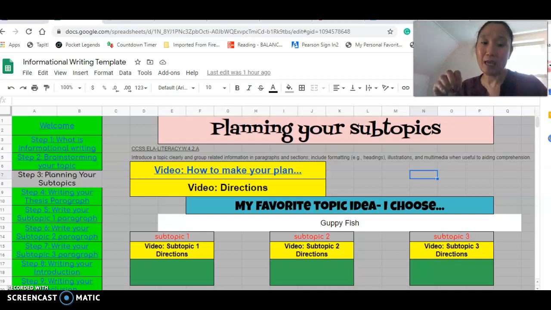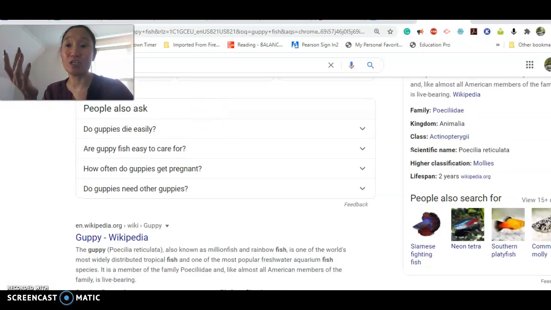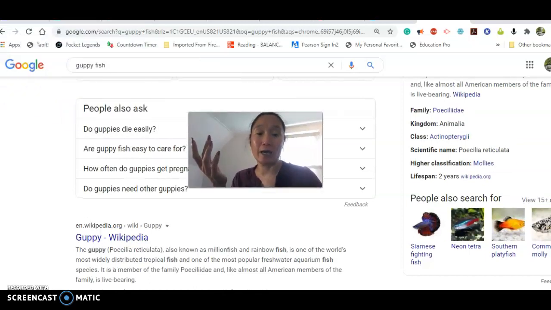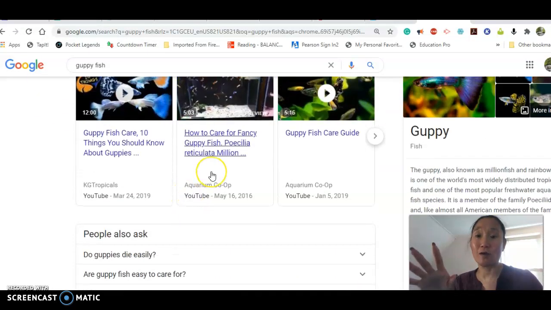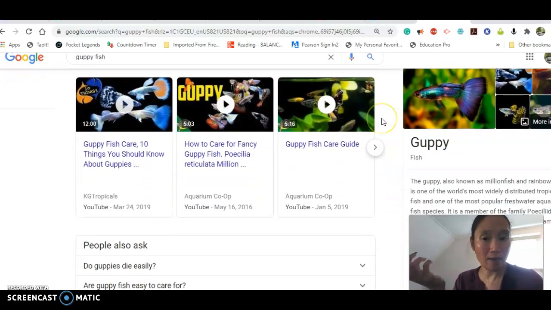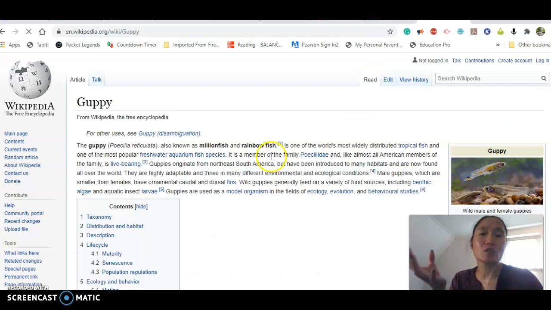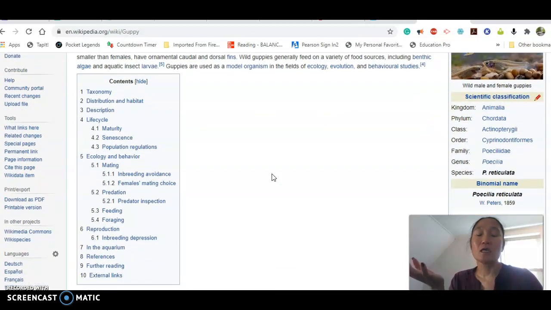Well, this is where you're going to have to start going in and probably go to the internet and start to dig around. So if you're looking here, I went ahead and typed guppy fish into my Google browser, and I just did guppy fish because I wanted to see what came up. Sometimes if you're trying to figure out what kind of categories, what sort of things I can learn about guppy fish, Wikipedia is a good place to start because it just gives you a place to go.